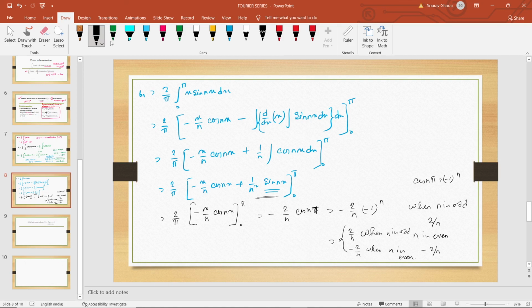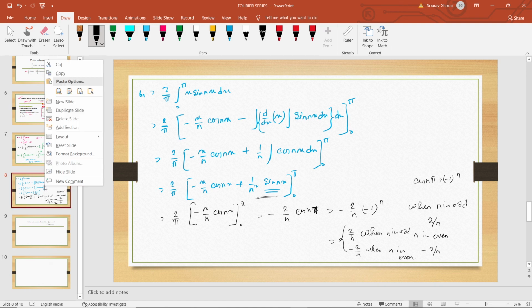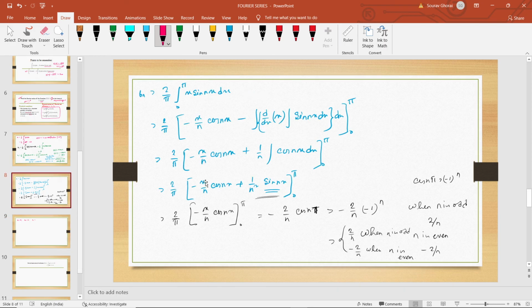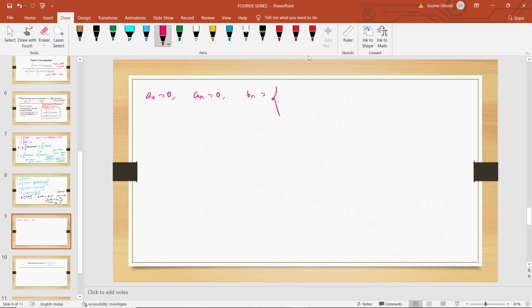So how can we write the Fourier series? Let's see how we can write the Fourier series. Here, what we get is that a0 is 0, an is 0, and bn is equal to 2 by n when n is odd and minus 2 by n when n is even.